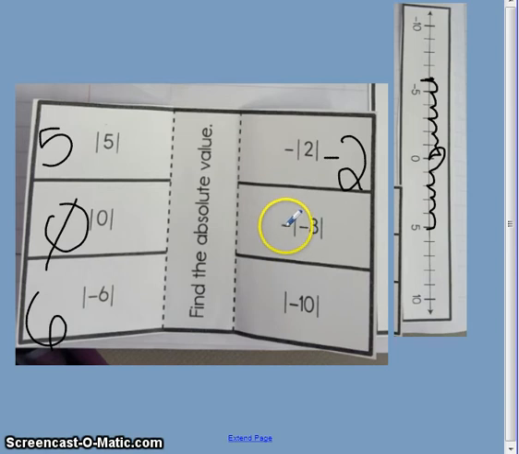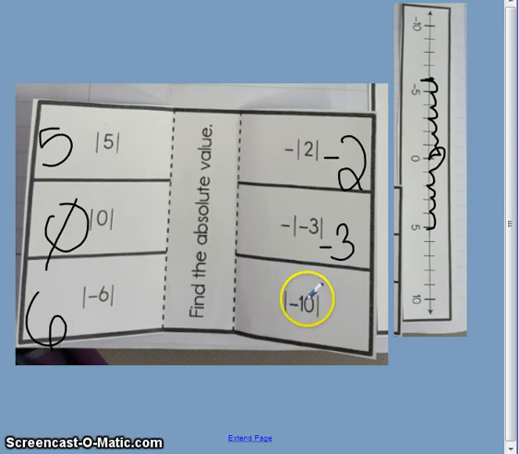Here we have negative absolute value of -3. So if I find the absolute value of -3, which is 3, and I have a negative here, I just put the negative back on because there's nothing happening on the outside to get rid of that negative. So it just attaches back to the absolute value of -3.